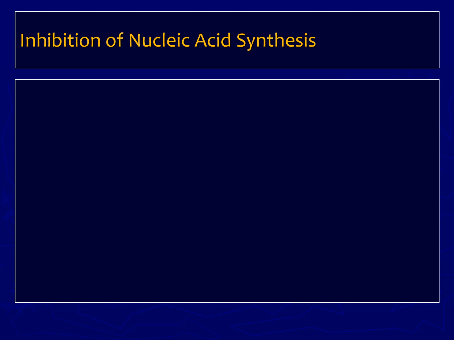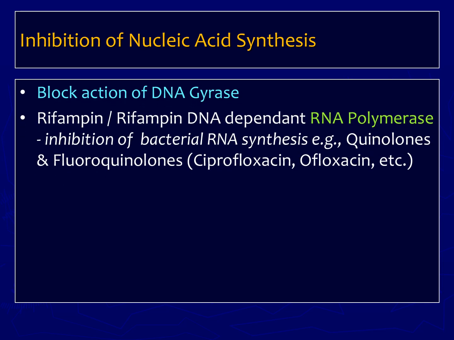Inhibition of nucleic acid synthesis. They may block the action of DNA gyrase. For example, rifampin inhibits DNA-dependent RNA polymerase. So there is inhibition of bacterial RNA synthesis, especially by the quinolones and fluoroquinolones. Fluoroquinolones are commonly known as ciprofloxacin, ofloxacin, levofloxacin, etc.